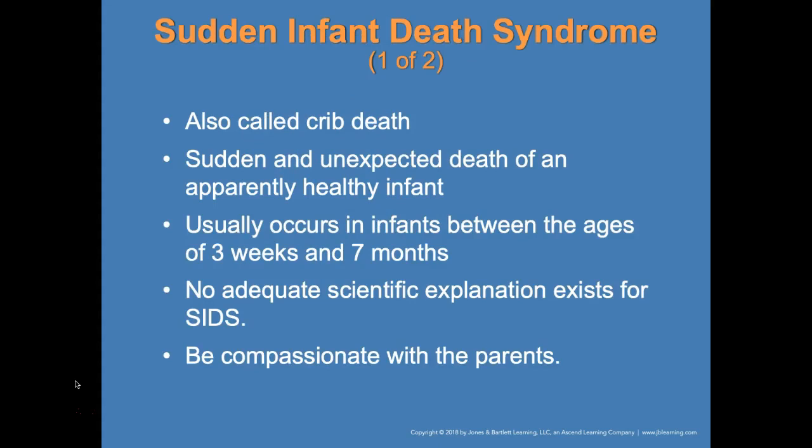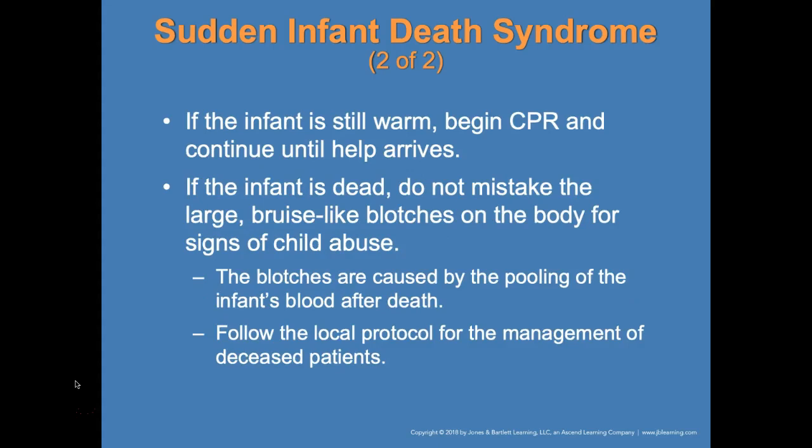SIDS, or sudden infant death syndrome, also called crib death. It's a sudden and unexpected death of an apparently healthy infant. Usually occurs in infants between the ages of 3 weeks and 7 months. Right now, there is no adequate scientific explanation for why SIDS happens. We need to be compassionate with the parents. If that infant is still warm, we need to start CPR, continue until help arrives.